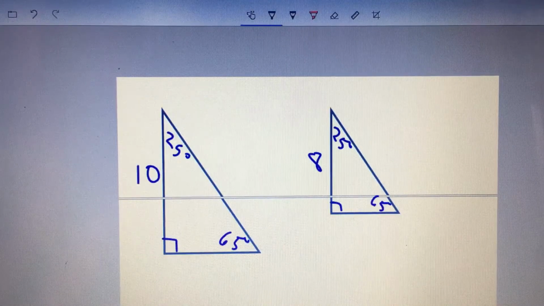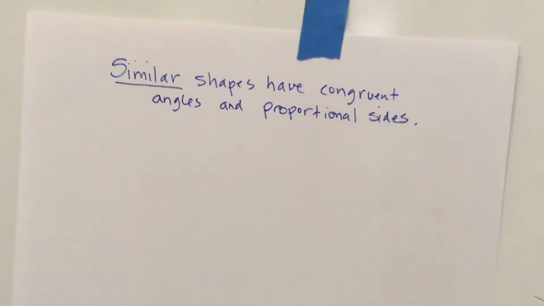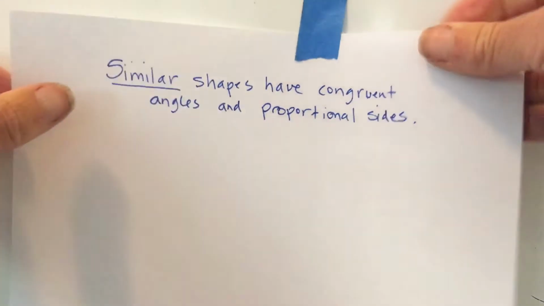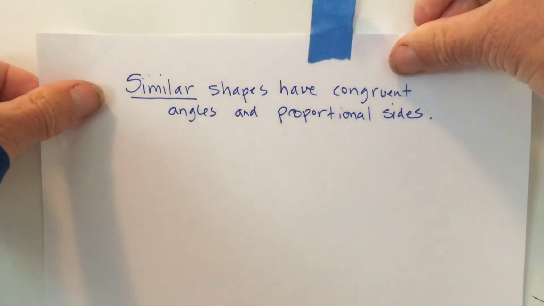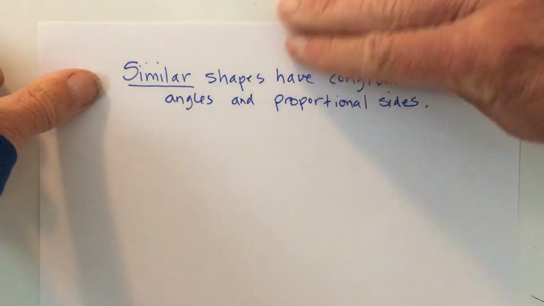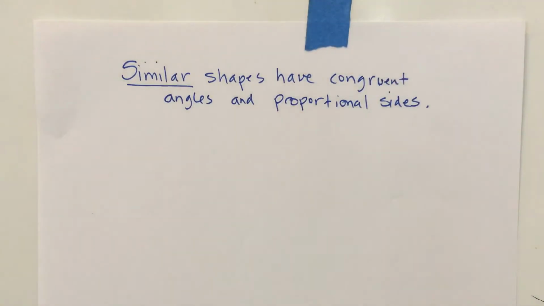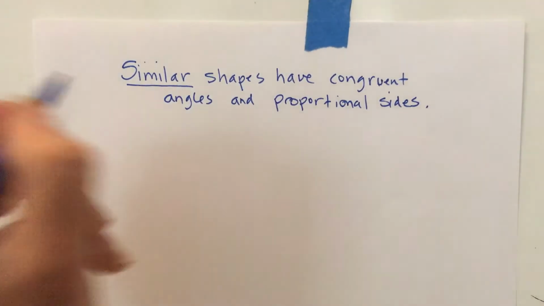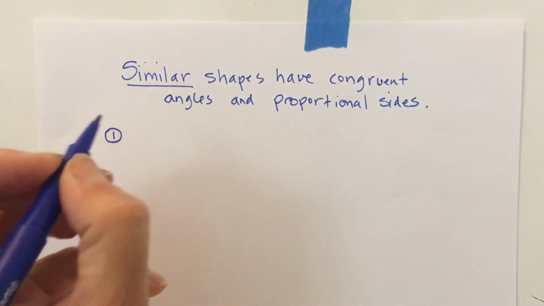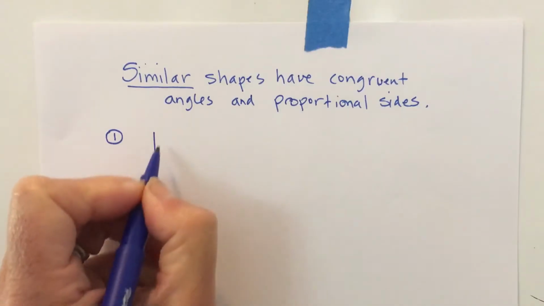Sorry, it's a little clunky while I do that. What I want you guys to do is take a minute. You can pause the video and write this definition down. Similar shapes have congruent angles and proportional sides. I want you guys to write that down. And then we're going to do a couple of examples. First I want you guys to draw a right triangle.